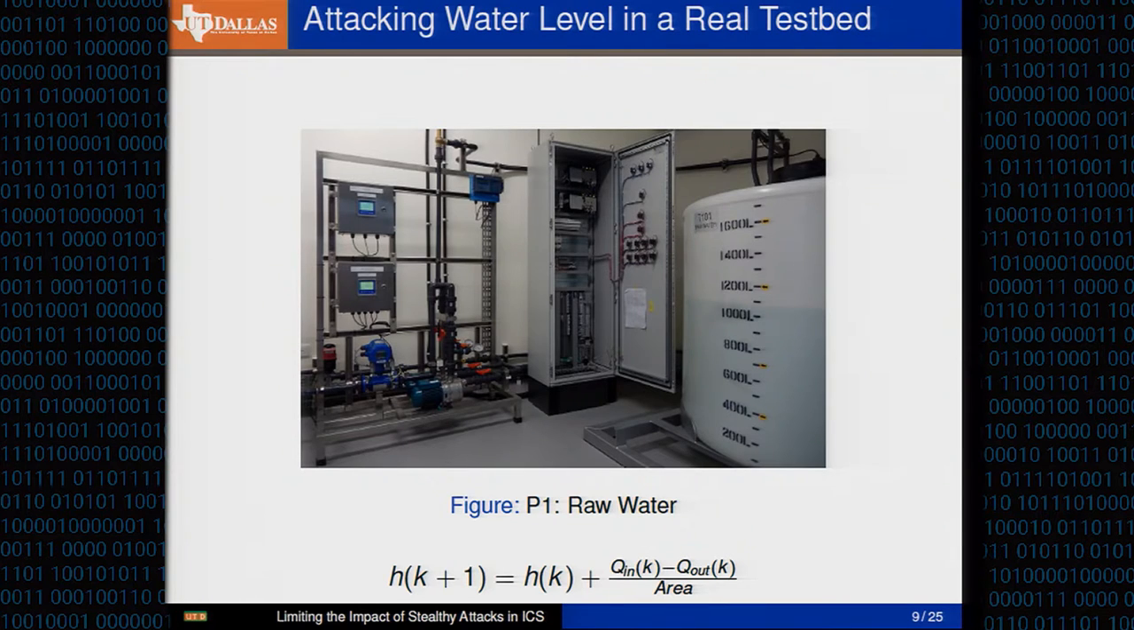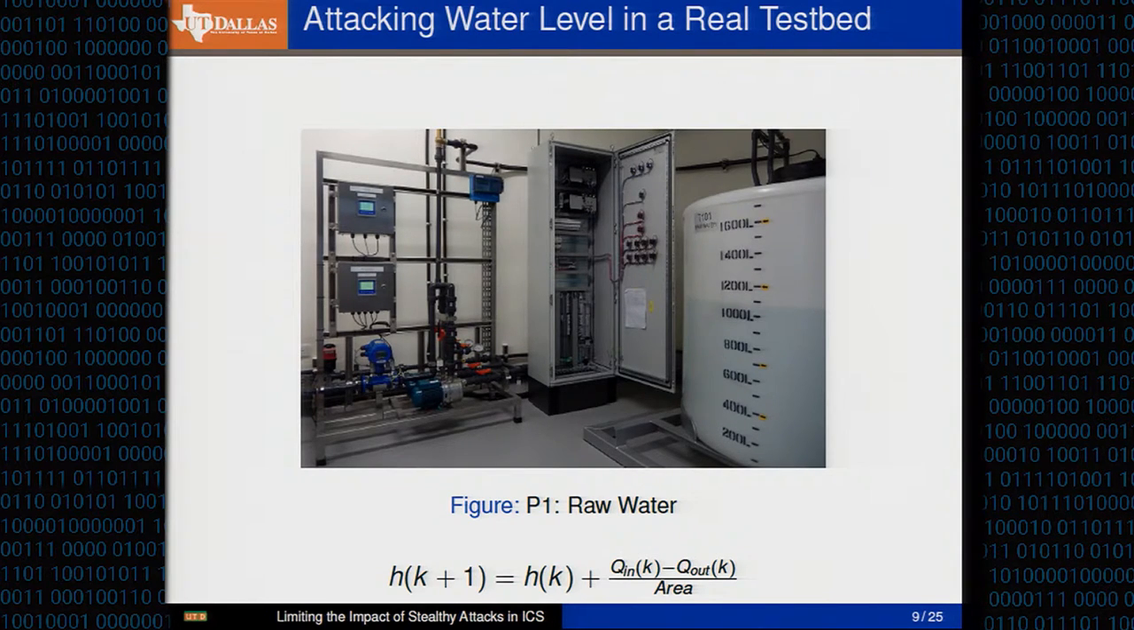So I want to show you one example. Actually, this is a real testbed from the Singapore University of Technology and Design. And this testbed is composed of a tank. Actually, this is the same example that I showed you before. And here there are some PLCs, and there are the remote input output. So the tank has a sensor that measures the level of the water.